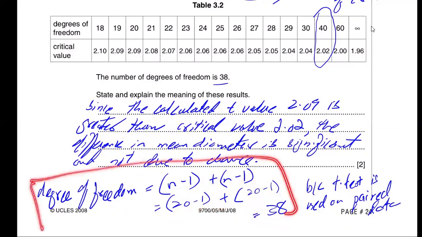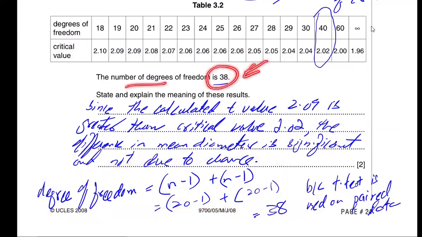The way the degree of freedom is calculated for a t-test is different as compared to how you calculate the degree of freedom in a chi-square test. The degree of freedom provided to you already is 38. You were not asked to calculate this. I'm just explaining this to you because you should know how to calculate the degree of freedom. In other questions, they do ask you to calculate it yourself.